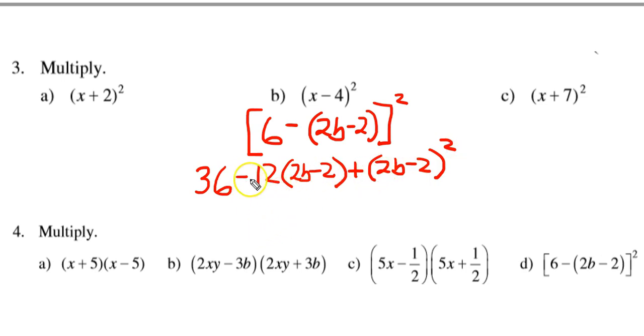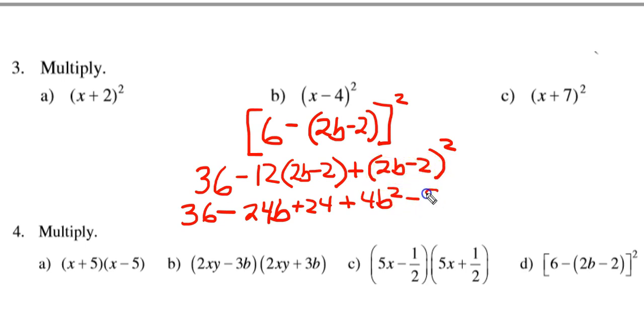But we haven't finished yet because we have to get rid of these parentheses. So this is 36 minus 24b. Now a negative 12 times a negative 2 is plus 24. No b there, sorry about that. And then now we have to square this. So square this first term. This will be 4b squared. Multiply this is a negative 2 times 2, negative 4. Double it, negative 8b. And then square this.